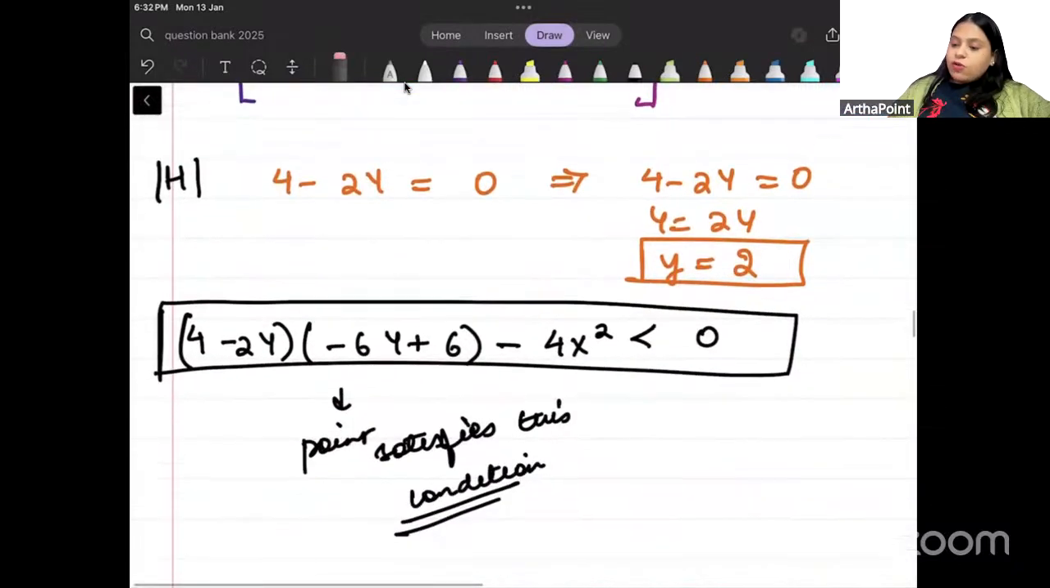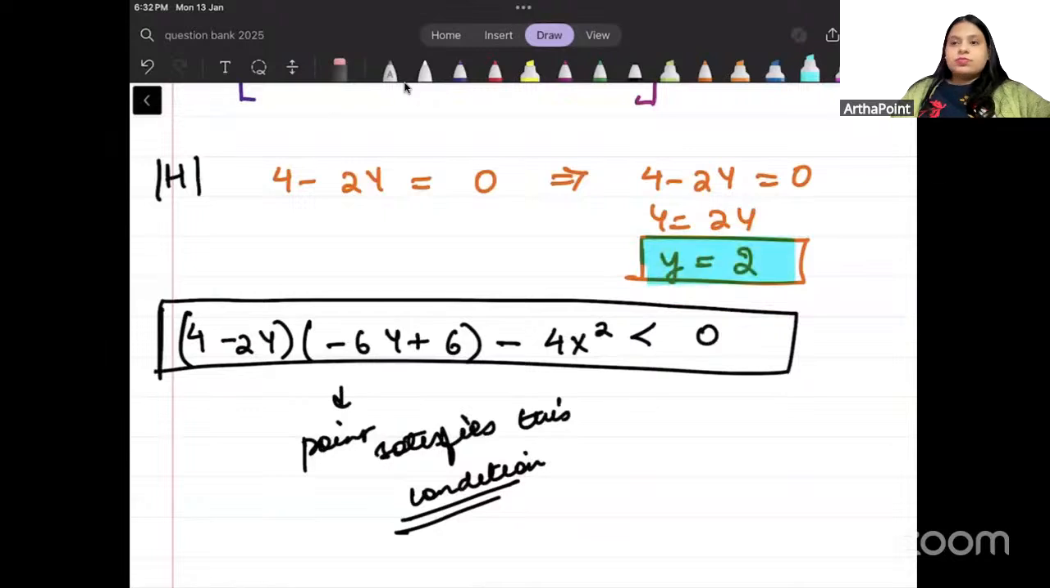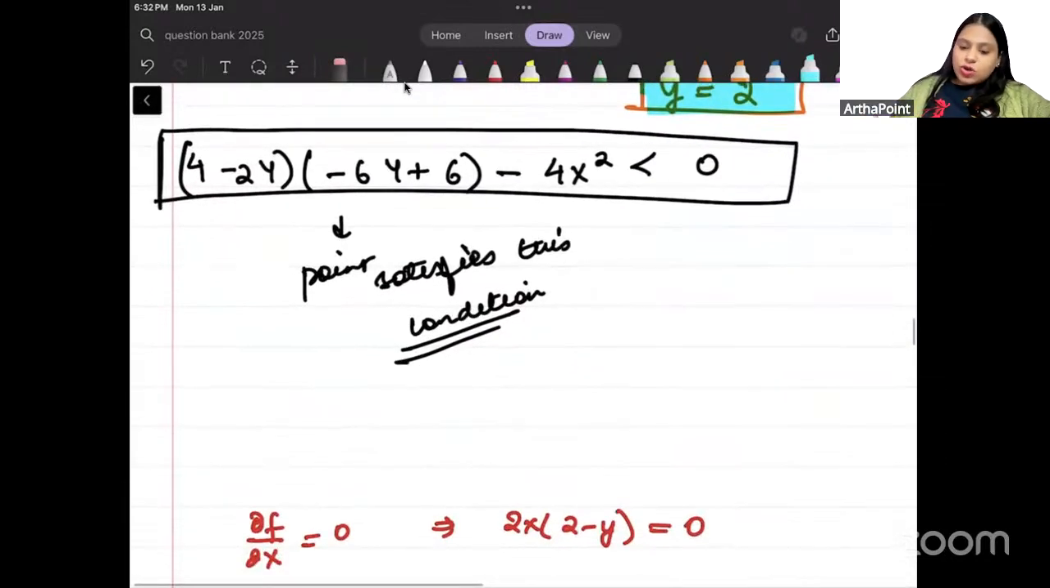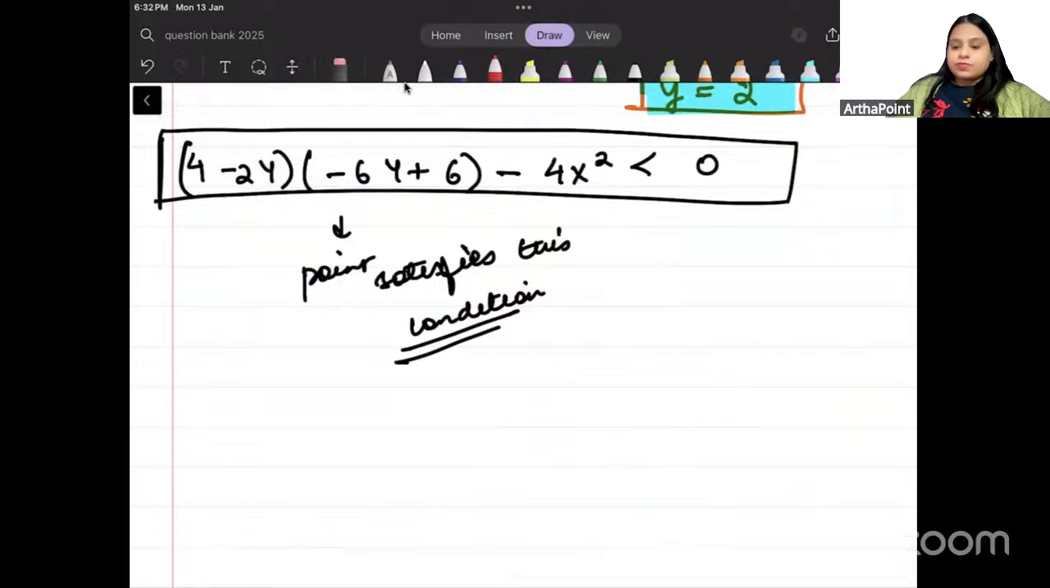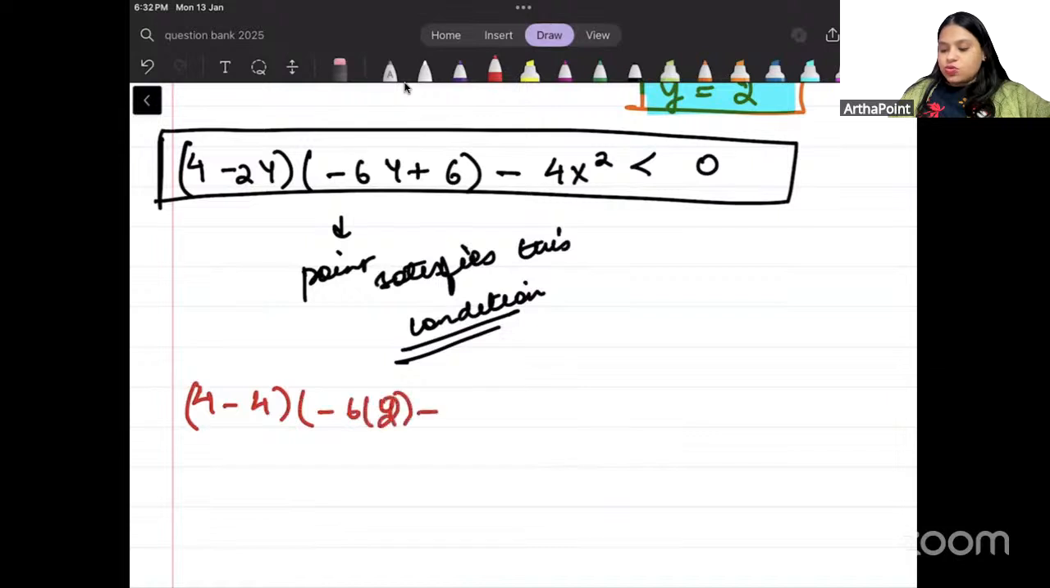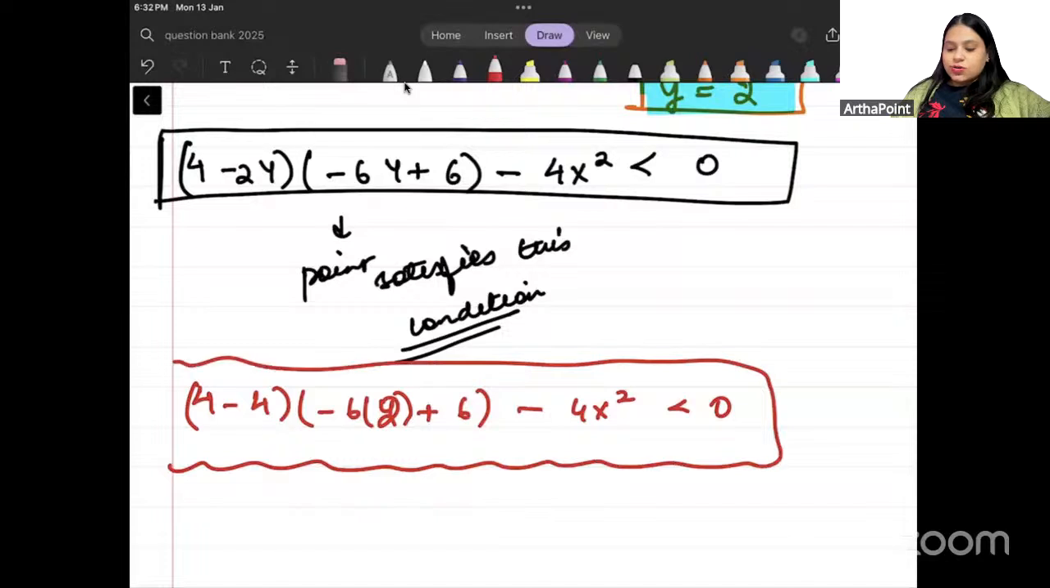Okay. Now I've already found out that my y is 2. I've already gone till some level, so I can just put y as 2 everywhere. So I'll get 4 minus 4 into minus 6 into 2 plus 6 minus 4x square less than 0. Right? Just find out which x satisfies this condition. Whichever x satisfies this condition will be your saddle point.